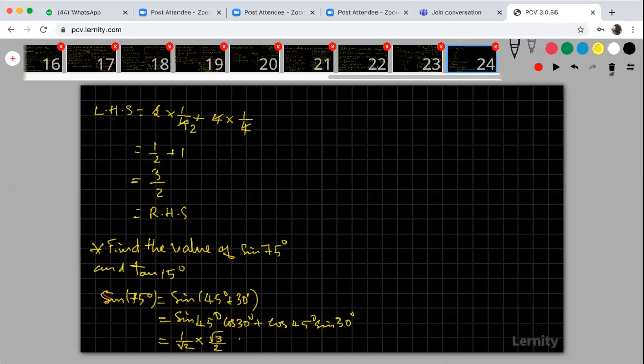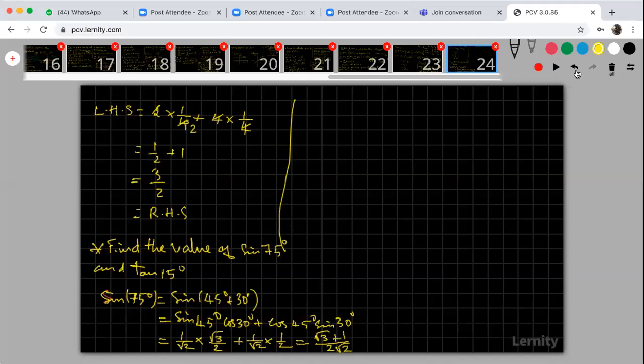Okay, plus this is cos 45, 1 by root 2, into sin 30. So that is 1 by 2. So the denominator is 2 root 2, and the numerator is root 3 plus 1. Therefore, (root 3 plus 1) divided by 2 root 2 is the answer for sin 75. Okay, please try to understand.